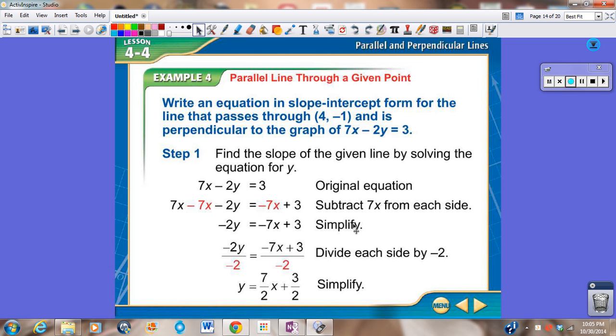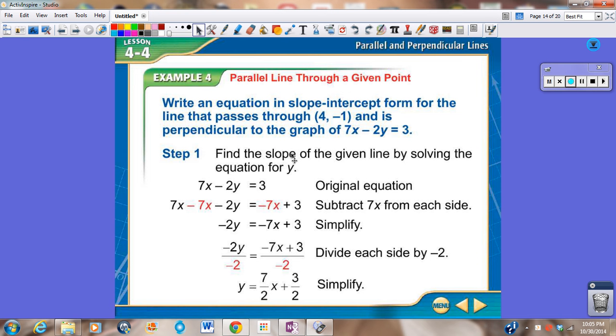Okay, so now here, what we're doing is they're having you write an equation that's parallel or perpendicular to a line through a given point. And so what they have you doing here is you're writing an equation in slope-intercept form for the line that passes through 4 and -1 and is perpendicular to the graph of 7x minus 2y equals 3. This example is going to seem difficult, but it really is okay.